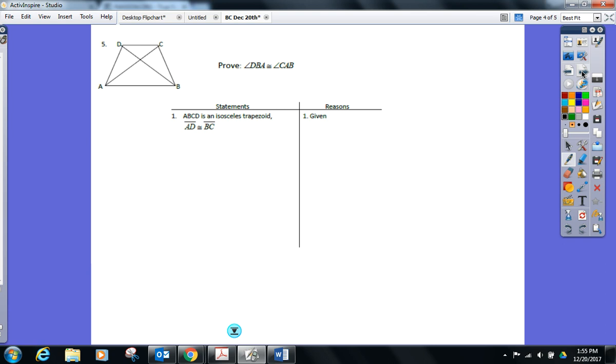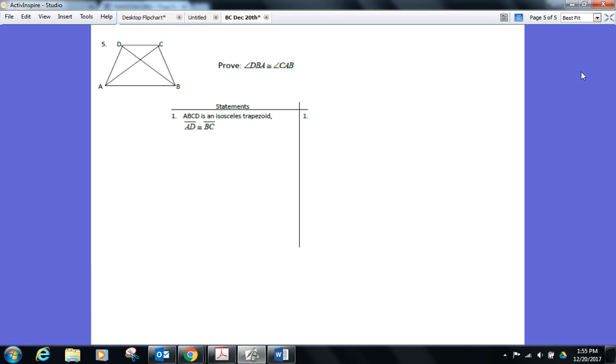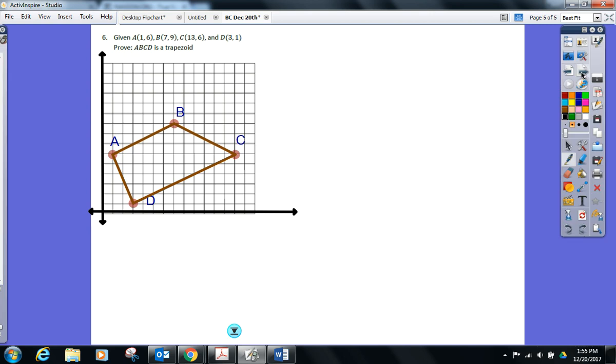I prefer not to do this one, just because I don't think it's going to improve us anymore. I'd rather go to the graph right now, since we have one coming up tomorrow. Just reminding ourselves of our slope and distance formulas. And this one's not too bad anyway.